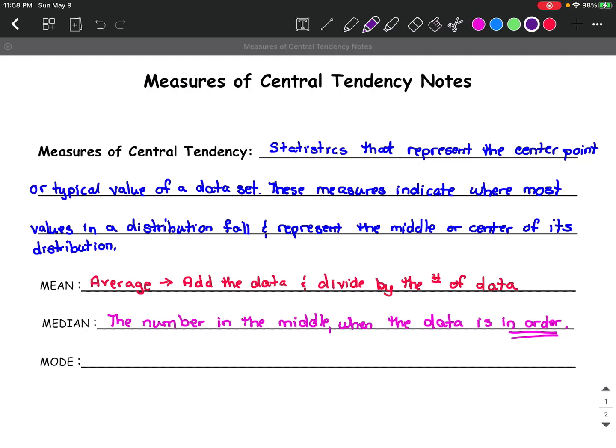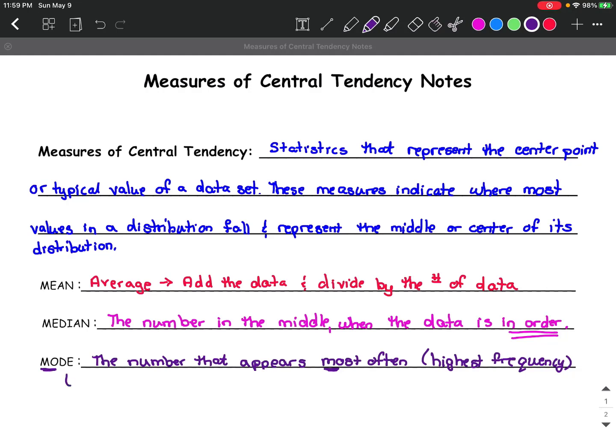Then we have something called the mode. Now the mode is the number that appears most often or most frequently. It's going to have the highest frequency. Okay, so it's the most. MO is the mode, MO.